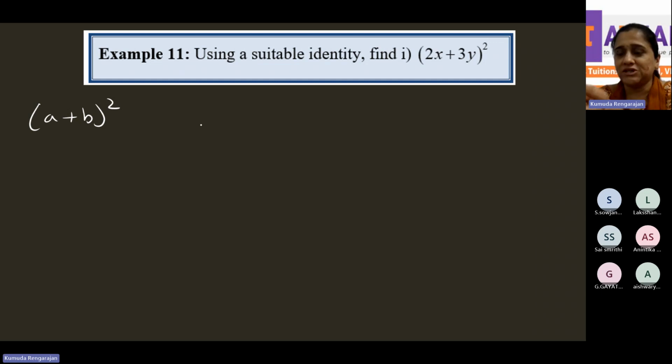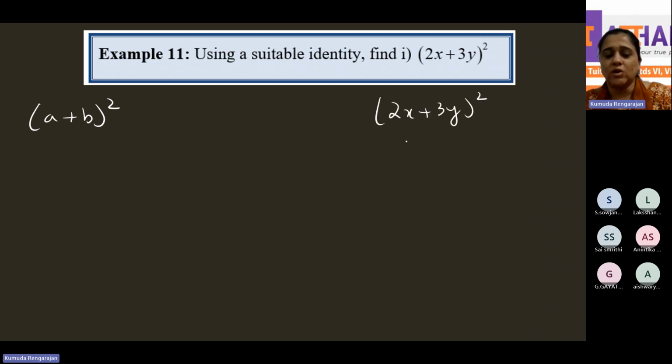The given expression, that is a question, looks like (a plus b) the whole square, where a is 2x and b is 3y. And you can see the plus sign also there. So (2x plus 3y) the whole square goes with (a plus b) the whole square, where a is 2x and b is 3y.